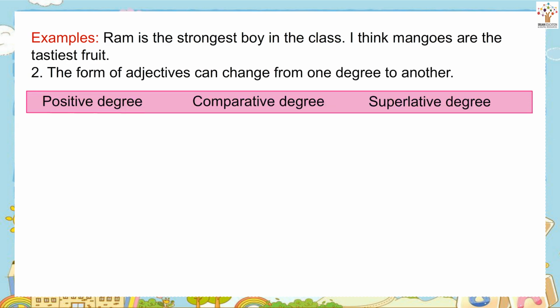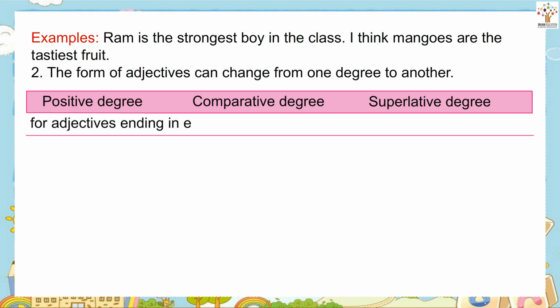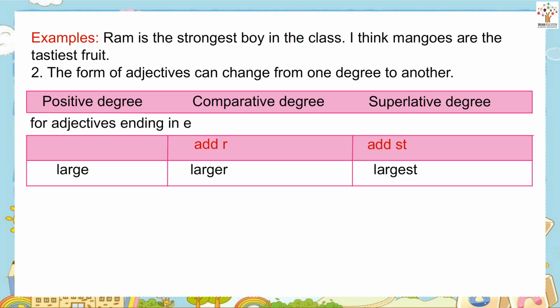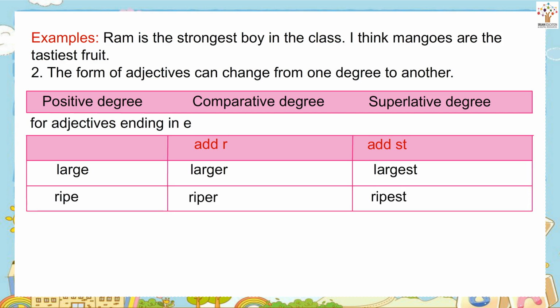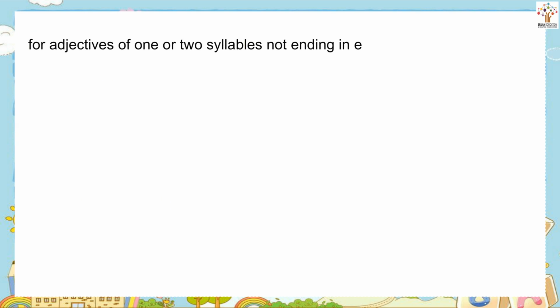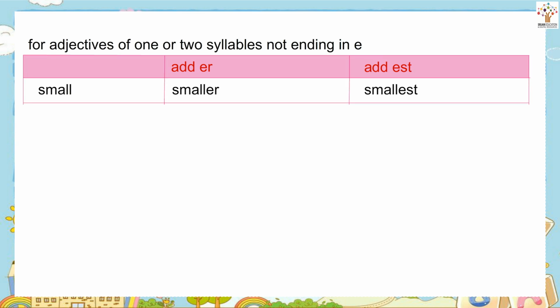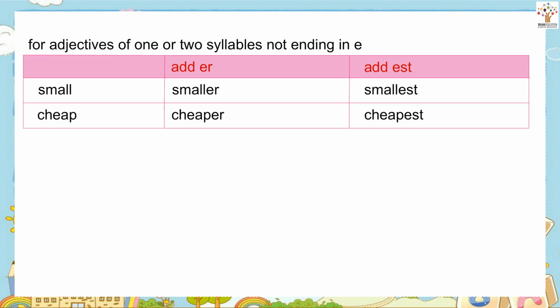Positive degree, comparative degree, superlative degree. For adjectives ending in e, add r, add st. Large, larger, largest. Ripe, riper, ripest. For adjectives of one or two syllables not ending in e, add er, add est. Small, smaller, smallest. Cheap, cheaper, cheapest.